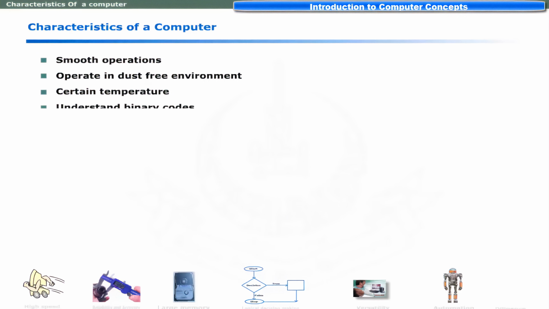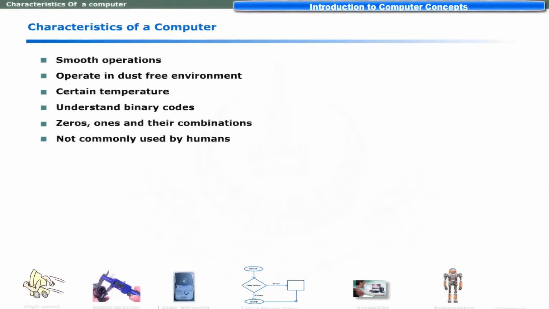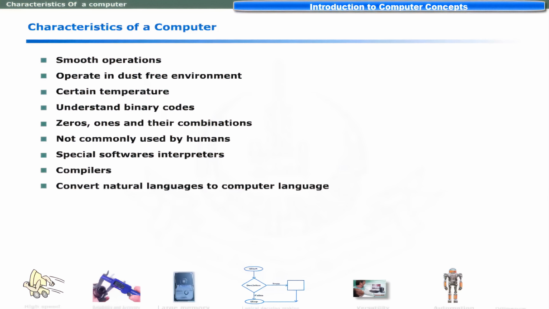Computers can only understand binary codes, that is zeros, ones, and their combinations. These codes are not commonly used by humans. Special software, interpreters and compilers, are used to convert natural languages to computer understandable codes. Despite these limitations, the popularity and applications of computers are considerably growing.